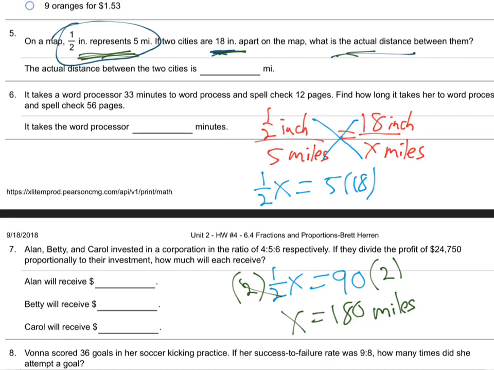Number 6 looks the same to me, I think. 33 minutes, 12 pages. Yeah, same thing. Let's go down to 7, though. 7 looks more worth our time, right?